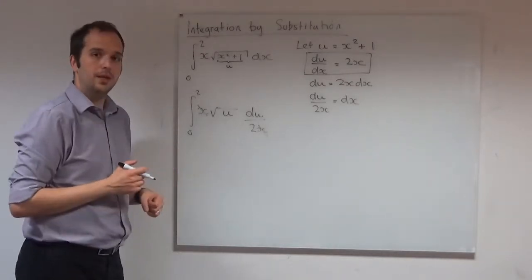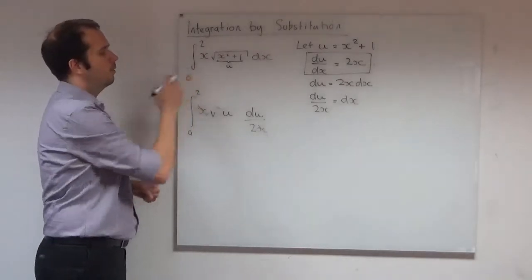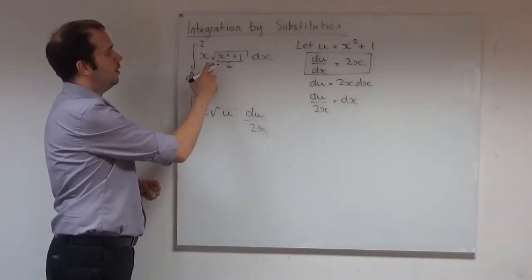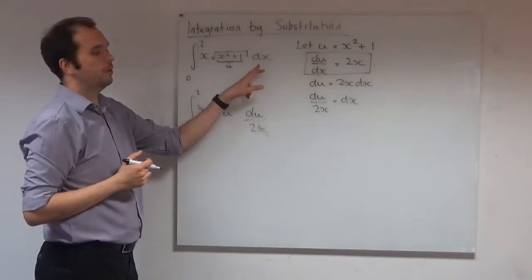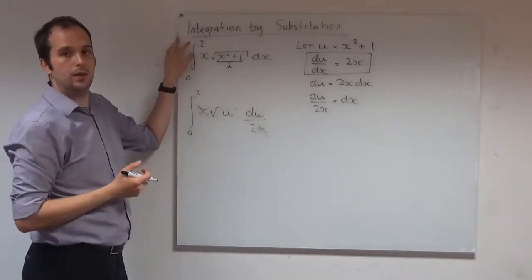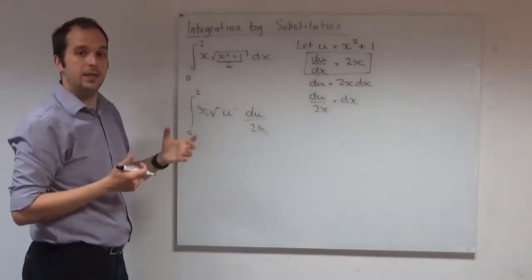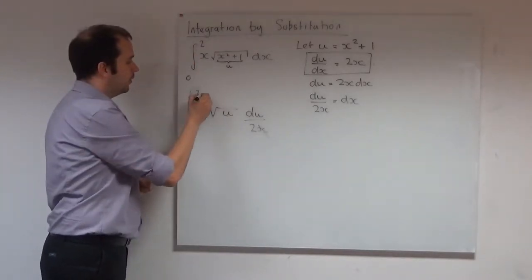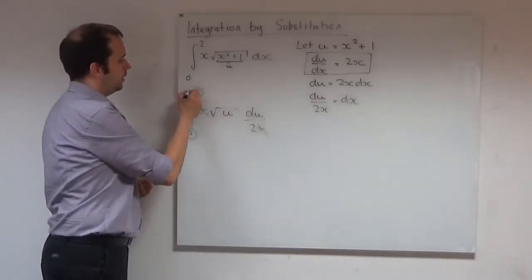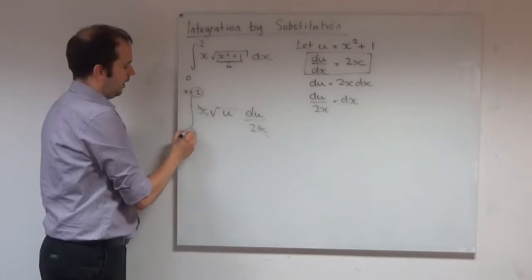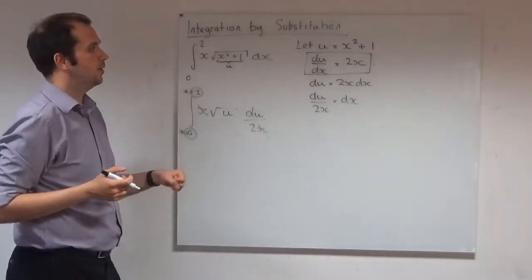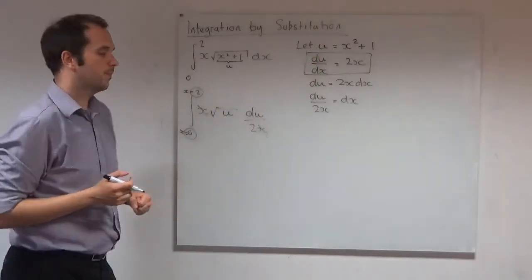Well, if you think back to what I said at the very beginning, when I read this integral out, it was the integral of x root x squared plus 1 with respect to x between the limit x equals 0 and x equals 2. When you do a substitution, you also have to change your limits. These are actually x is equal to 2 and x is equal to 0. And so these need to be changed into u's as well.